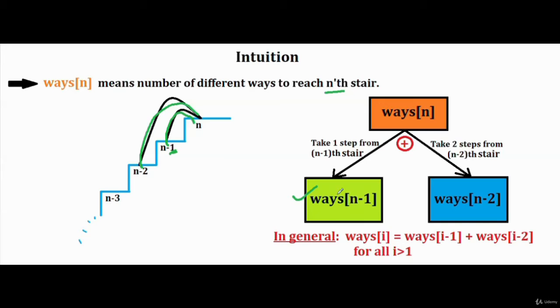Similarly, for taking 2 steps from the n-2th stair, we have to first reach the n-2th stair and the number of ways to reach there is simply ways n-2. So, the number of ways to reach the nth stair is the sum of both, that is, ways n is equal to ways n-1 plus ways n-2. And in general, we can say that ways I is equal to ways I-1 plus ways I-2, where I should be greater than 1 as this relation is not valid for I less than 1.